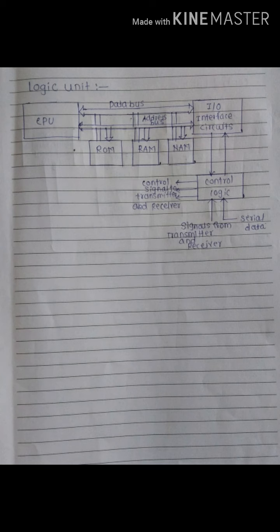So remember these points in the logic unit. The logic unit is the main control circuitry for the cell phone. The logic unit consists of a microprocessor along with RAM, ROM and a number assignment module, input output interface circuit and control logic. The number assignment module carries data such as the mobile identification number and service identification number.